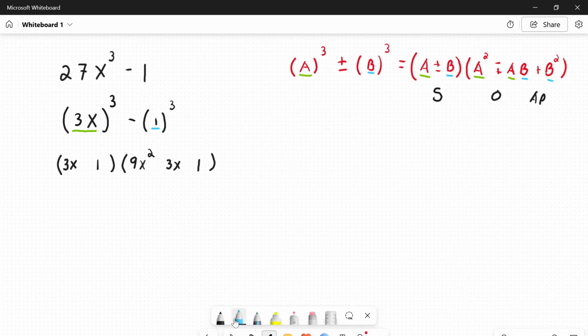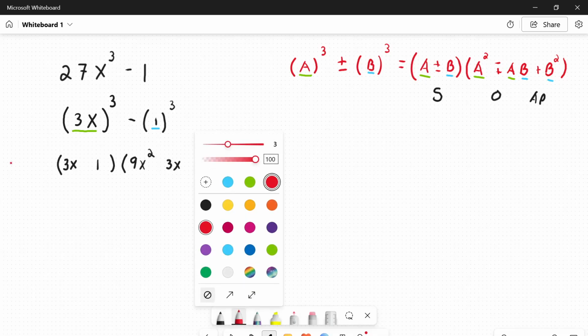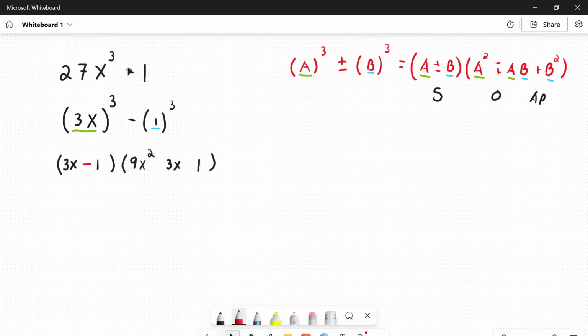So I'm going to do this in red. My first sign is going to be the same as what the original question is, which is a minus sign. My next sign is going to be the opposite of the original question, and then the third one is always positive. And this is our final answer. We have successfully factored a difference of cubes.